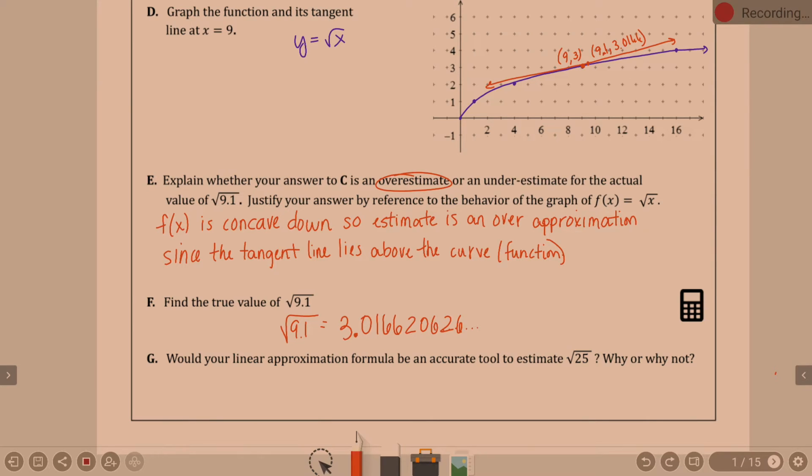Okay. Leads us to G. Would your linear approximation formula be an accurate tool to estimate square root of 25? Why or why not? Oh, and I guess, by the way, I thought G was going to take us on the square root of 9.1 again. Does this prove that it's an overestimate?